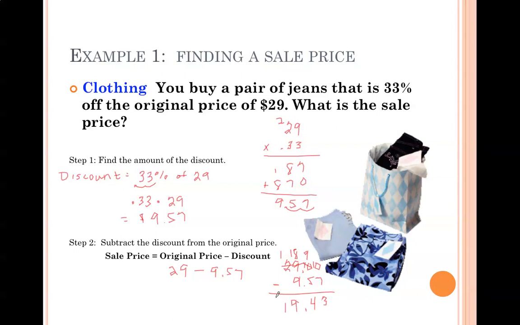So my sale price is going to be $19.43. So that's what I'm going to buy it for. It was originally $29. I had 33% off of that. So I get $19.43.